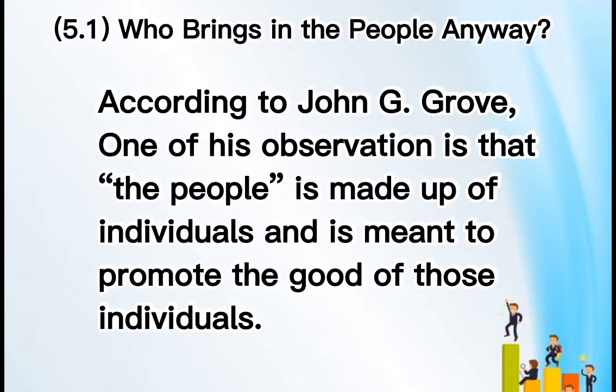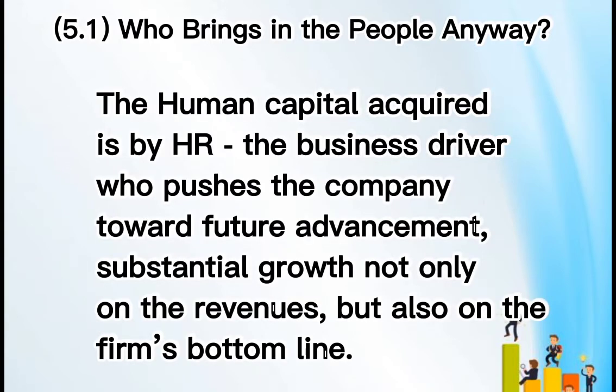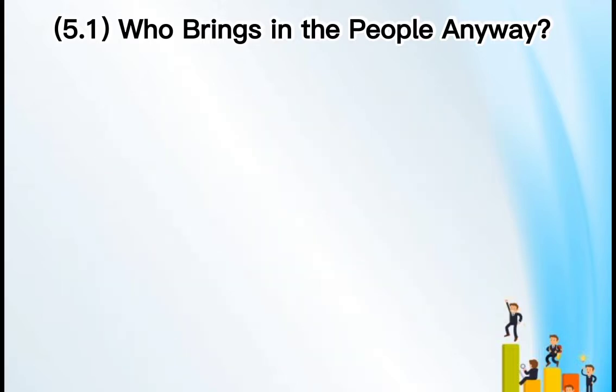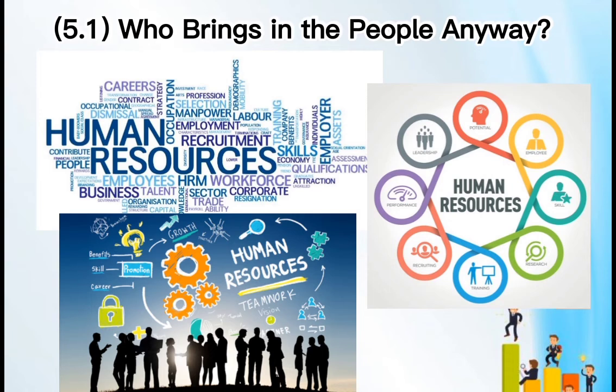According to John J. Grove, one of his observations is that an organization is made up of individuals and is meant to promote the good of those individuals. On the other hand, human capital is acquired by human resource, or HR, the business driver who pushes the company toward future advancements and substantial growth, not only in revenues but also in the firm's bottom line. The fundamental role of human resource is essentially to maximize profitability and quality of work life through effective management of people. From this premise alone, it can be inferred that the human resource role is to help create value for the organization. It is incumbent upon the human resource department to show the company the return on these people investments.